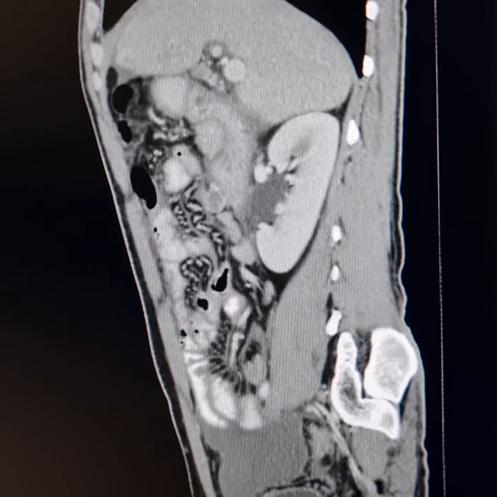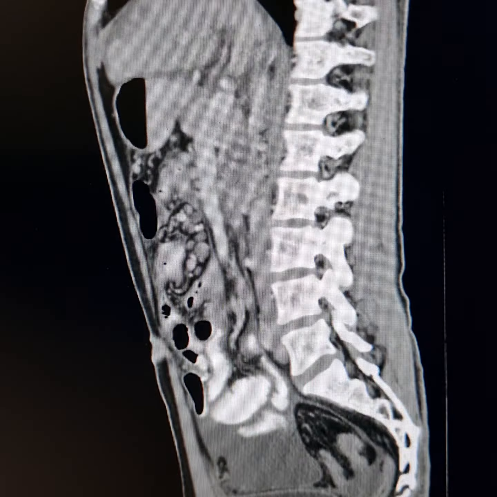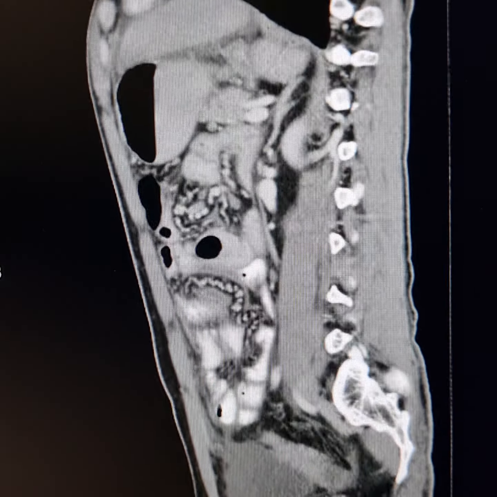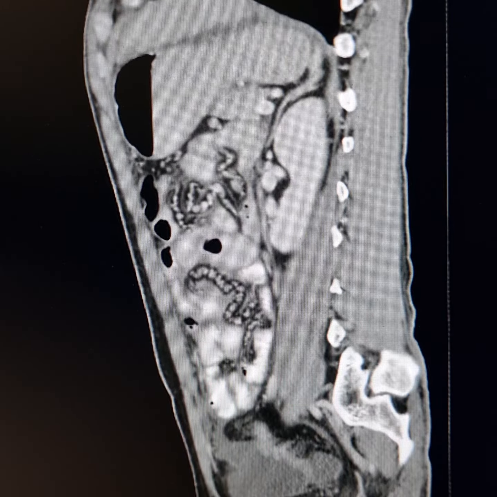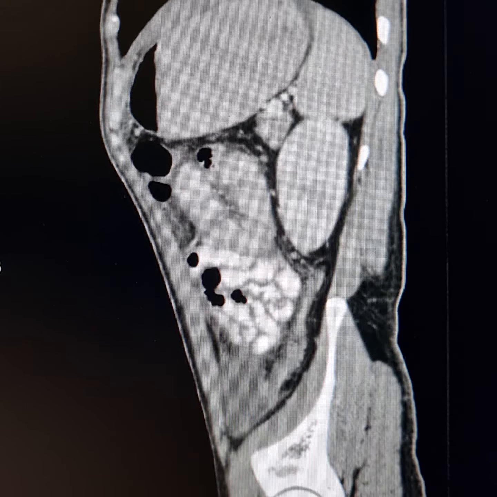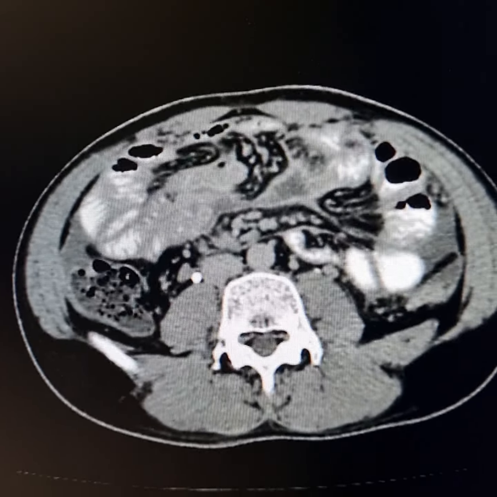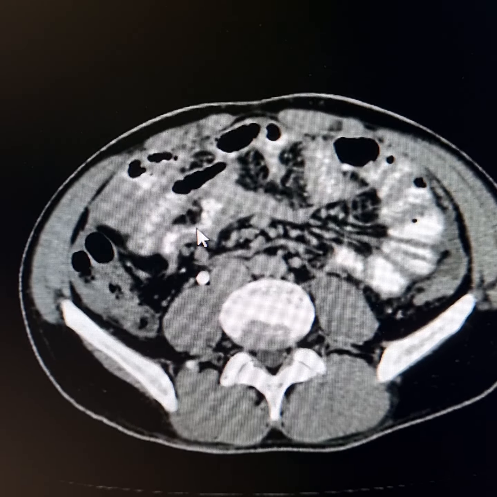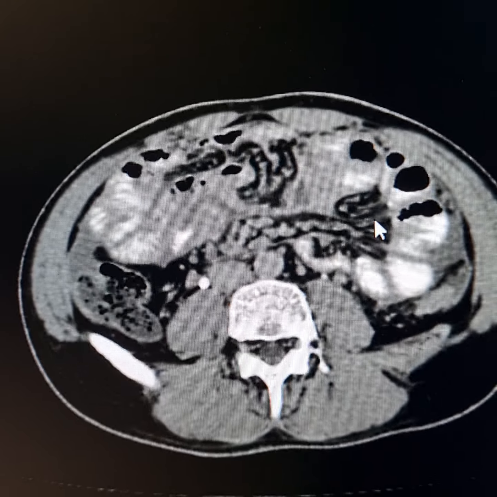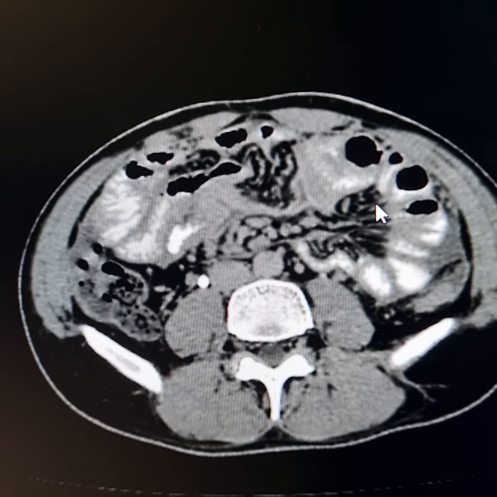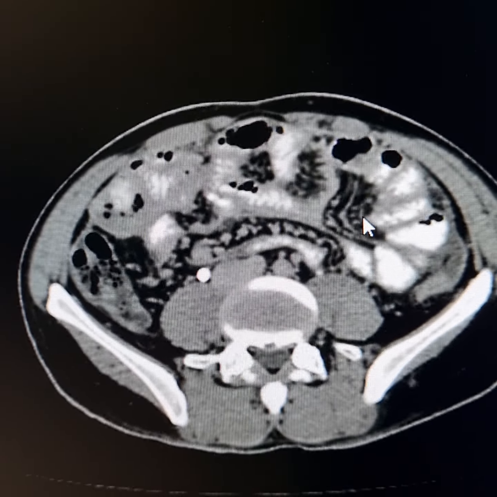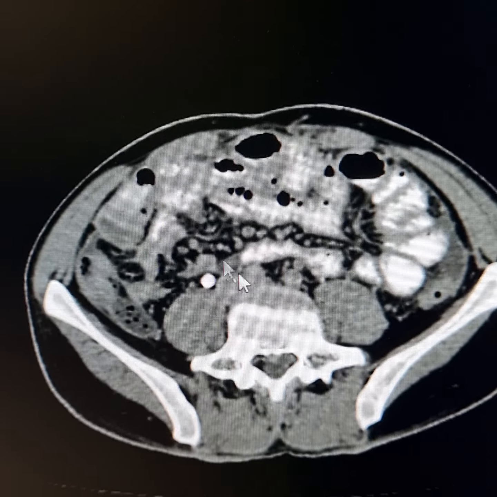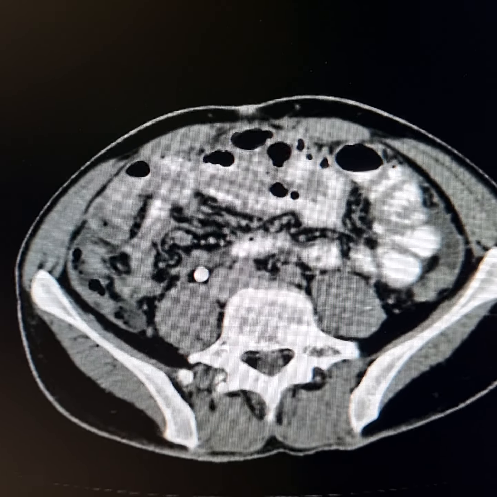This is the sagittal scan. This is the delayed scan. Please see this thickening of the wall, thickened, enhancing mesentery. These all are slight thickenings of the walls of the small intestine.